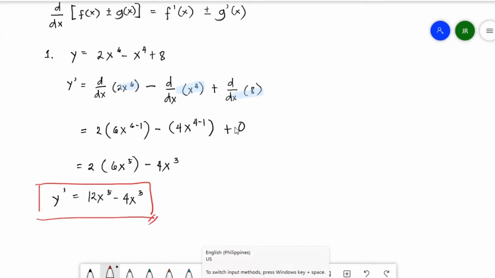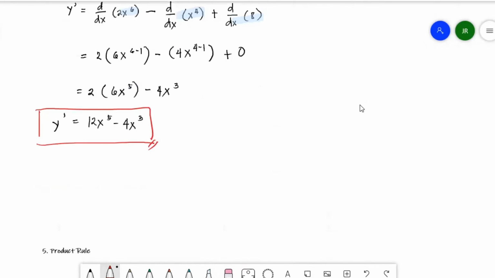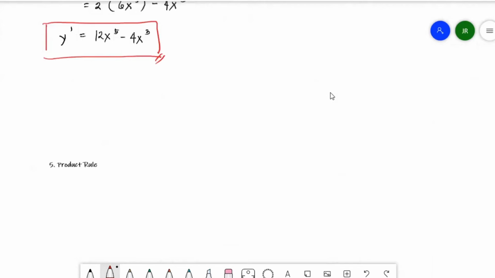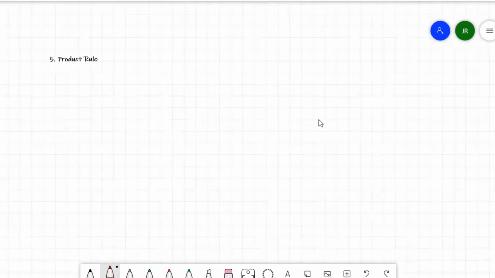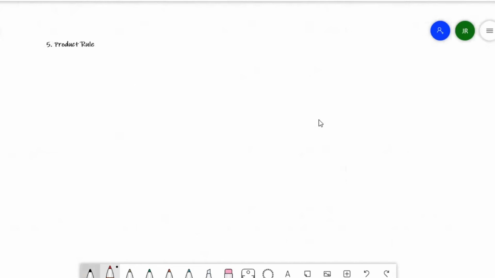Okay, so again, kapag gagamitin natin si sum and difference rule, just simply get the derivative of each term. Yun lang po yan. Okay, next rule is the product rule. Okay, so for the product rule naman, ayan.